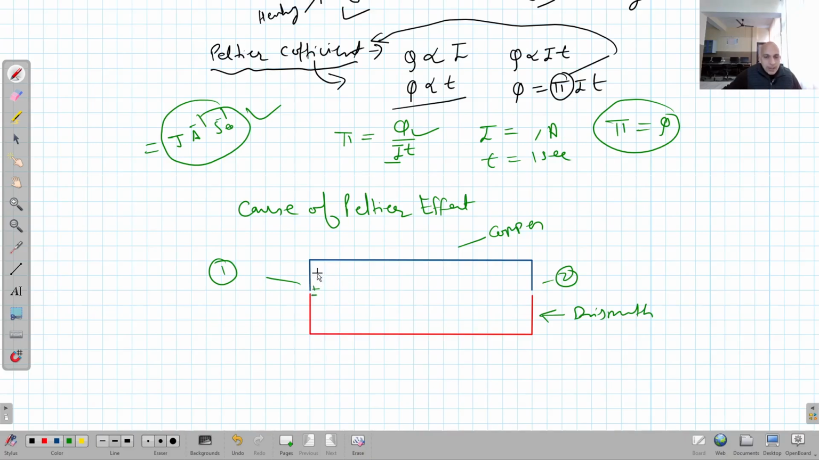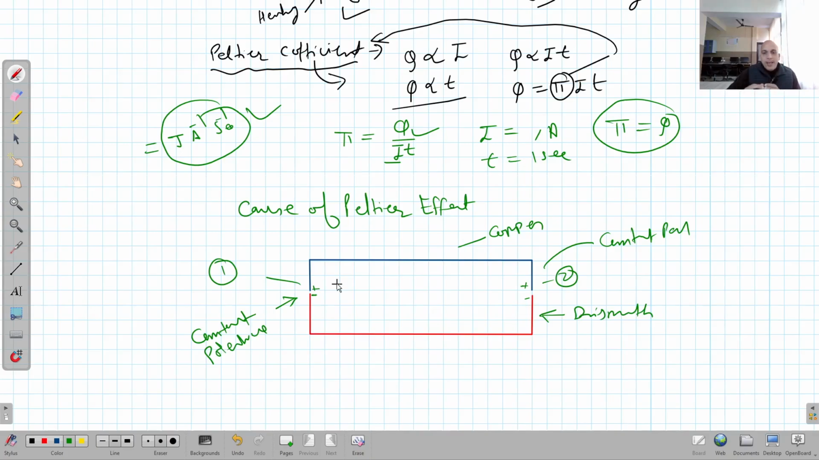Why? Because electrons are flowing from copper to bismuth, we can say. Then after some time the electrons will come here, it will become positive here, it will become negative here. Same situation will be there. After some time a kind of potential that we call contact potential will be set up at these two junctions. Here again we have a contact potential when I join these two metals together to form a thermocouple.